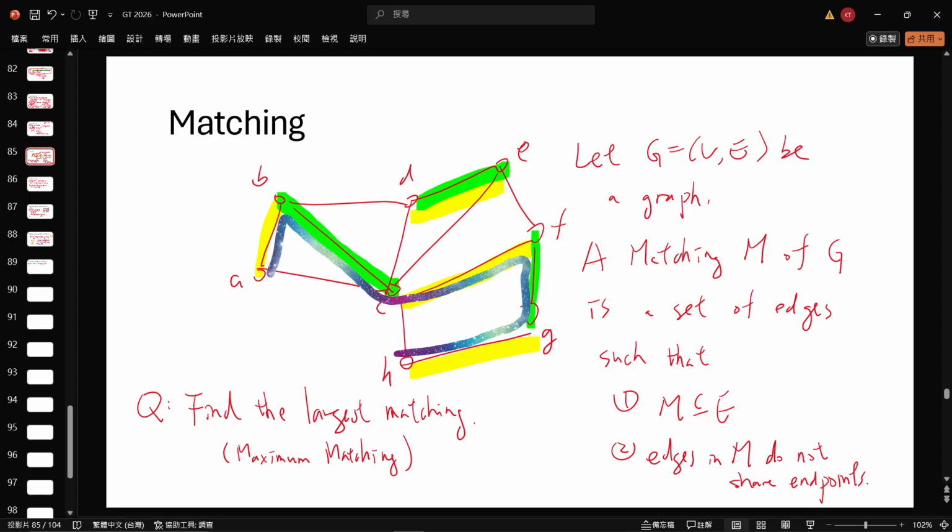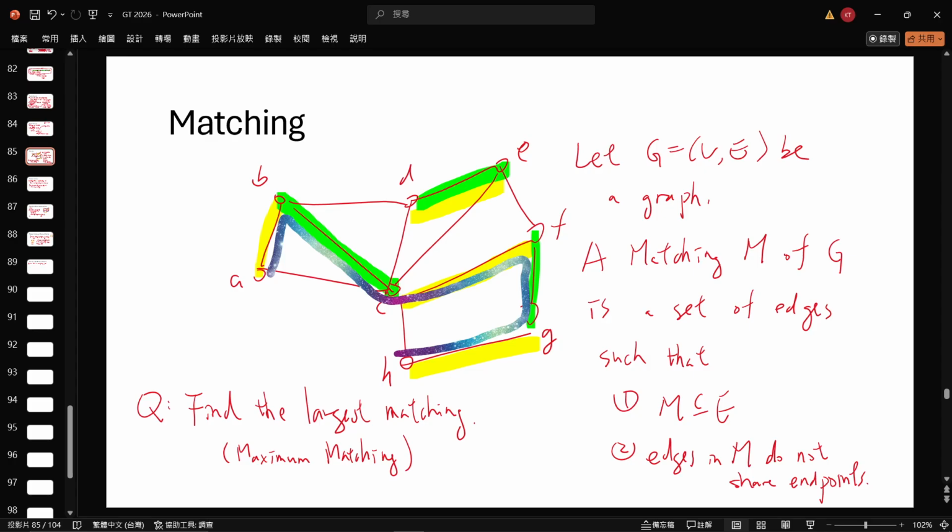So I can use this path to find a larger matching, okay? So what's so special about this path? First of all, this path alternates between edges in the green matching and edges not in the green matching. For example, it starts with this edge, the edge between H and G, not in the green matching. The second edge is in the green matching, the third one not in the green matching, the fourth one in the green matching, and the last one not in the green matching, okay?